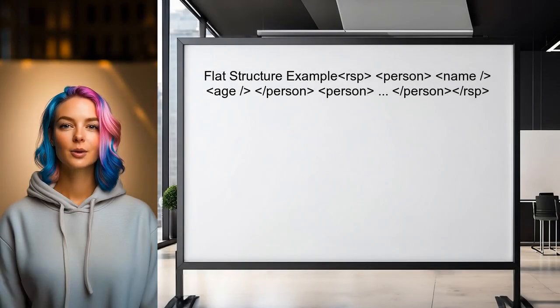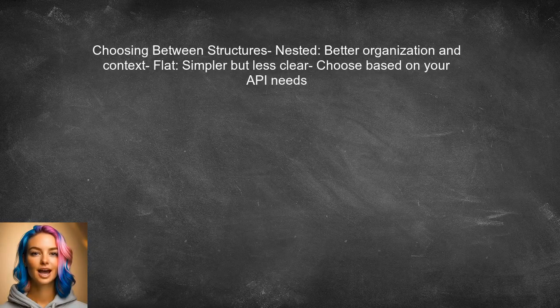Alternatively, the user can opt for a flat structure, where each person element is listed directly under the response element. This approach can simplify the XML, but may reduce clarity about the grouping of elements. Ultimately, the choice between nested and flat structures depends on the user's specific requirements and preferences for data representation. Both methods are valid, but the nested approach may provide better context.